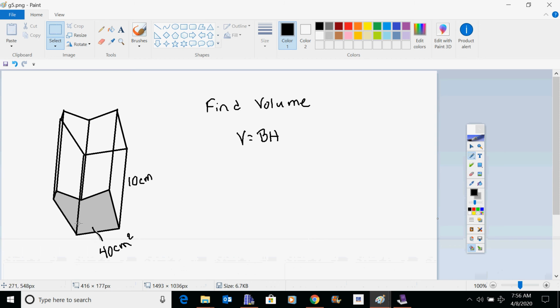Volume is base times height. They've taken the liberty of giving you the base. This was one of the homework questions. But just in case you missed it, if they give you the base, this one's one of the simplest things you're going to do. You're just going to take your base and multiply it times your height, and have your answer come out like that, 4,000 cubic centimeters for that figure. Not too much work to do with that.